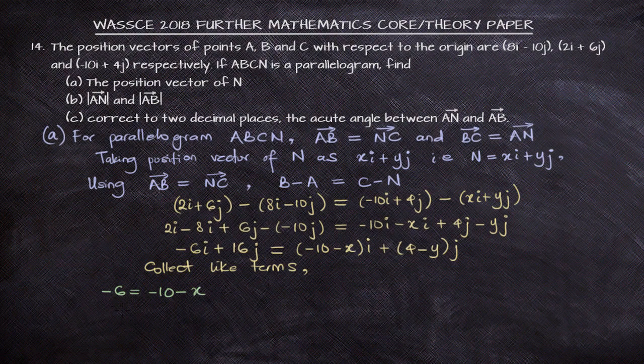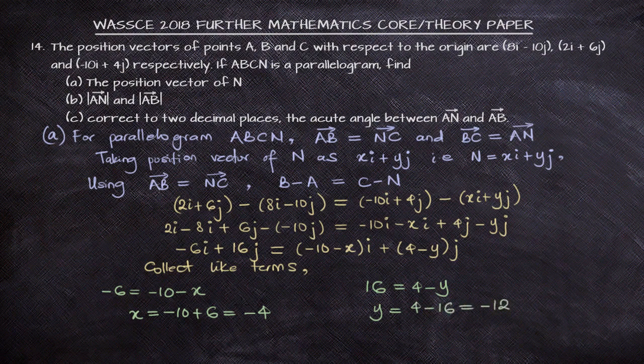And then if I'm to solve for x, it will be minus 10 plus 6, and that will be minus 4. And also for the y component, I will have 16 is equal to 4 minus y, so that my y will be 4 minus 16, and that is minus 12.